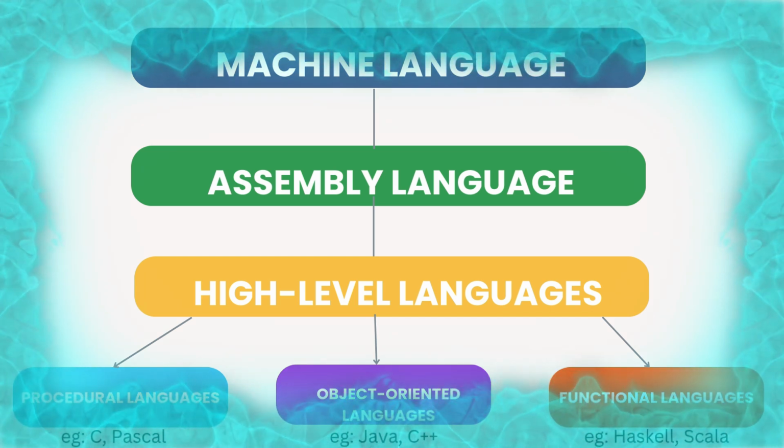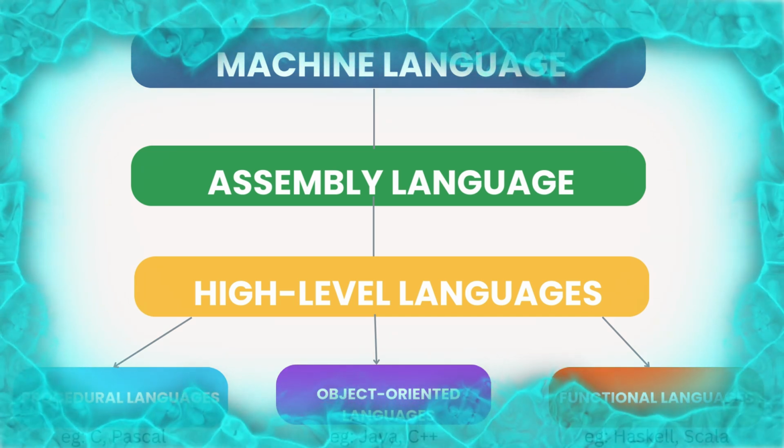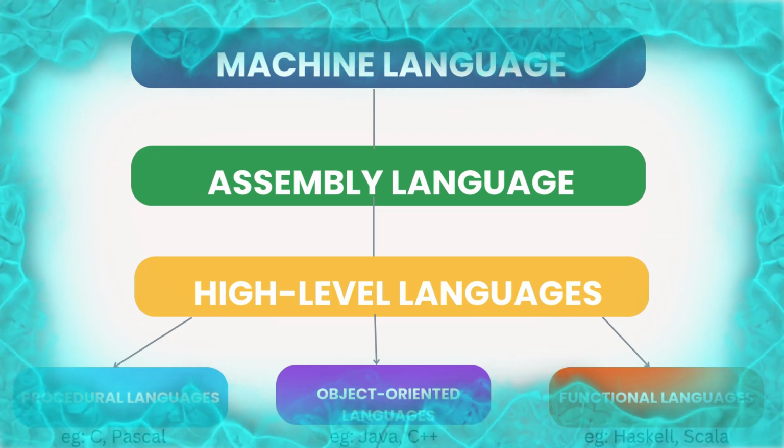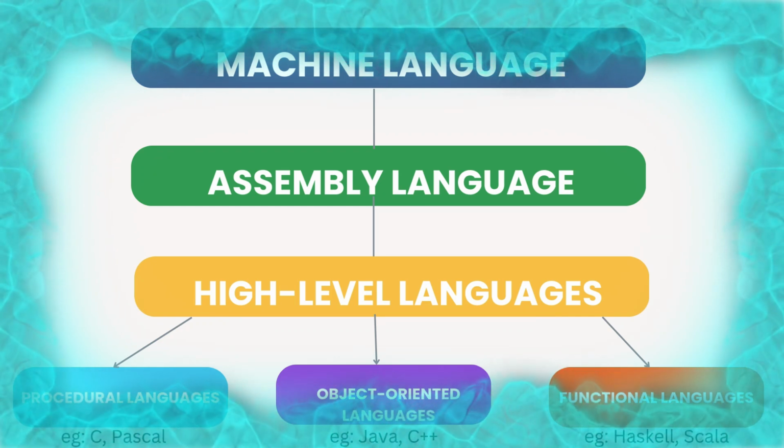High-level languages are popular because they save time, reduce errors, and allow programmers to build complex applications such as websites, mobile apps, games, and artificial intelligence systems.